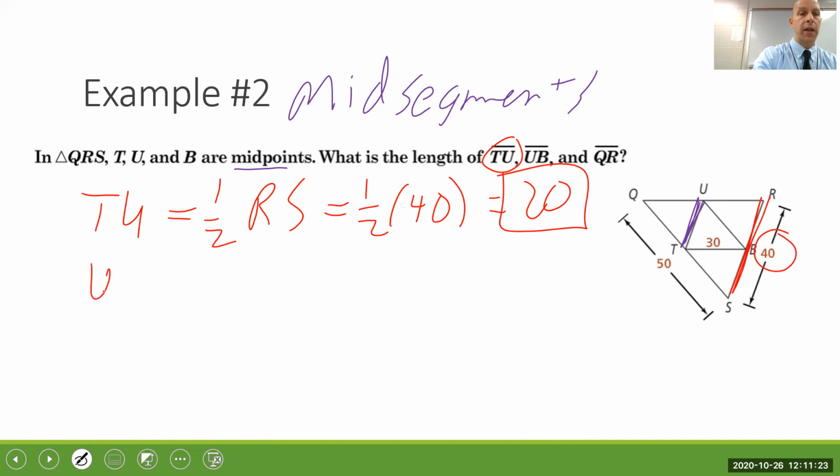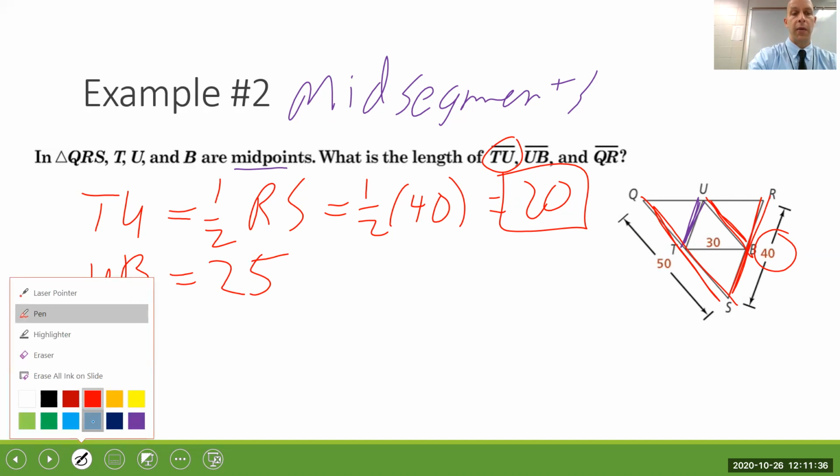Now let's find UB, the length of UB. Now UB is this guy right here. It's got to be half of this length here, so it's going to be 25. And we've got one more.